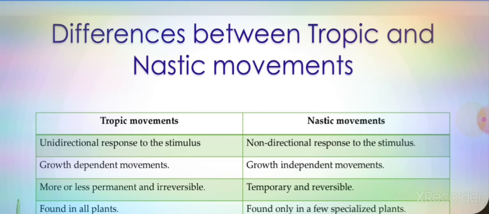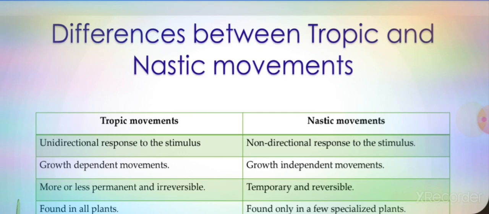And what is nastic movement? Already we discussed. Non-directional response to the stimulus. There is a movement, but that is not in one direction in response to the stimulus. In other words, of course there is stimulus, there is light, there is temperature, there is touch, these are all stimulus, but it is not in one direction. As I told you, for example, photonasty, it opens in the morning and it closes in the evening. Again in the morning it opens. So it is not in one direction.